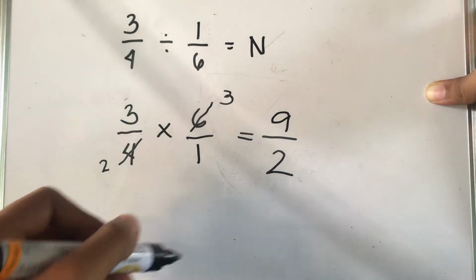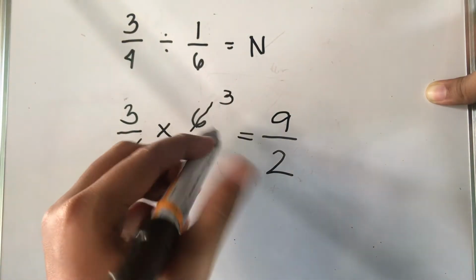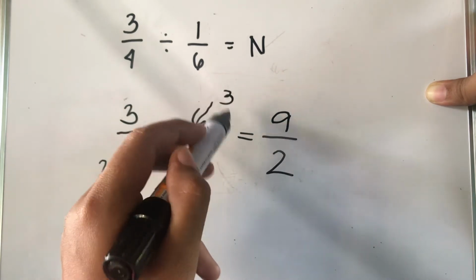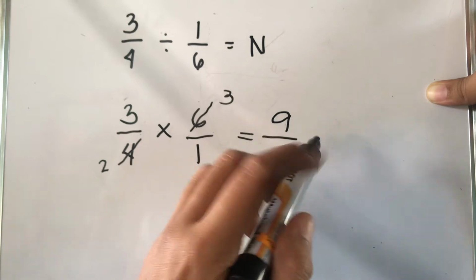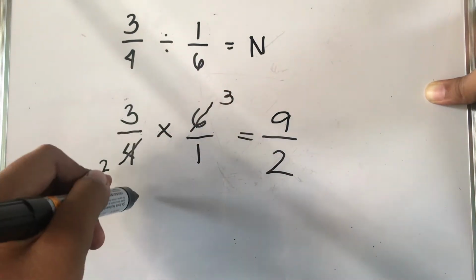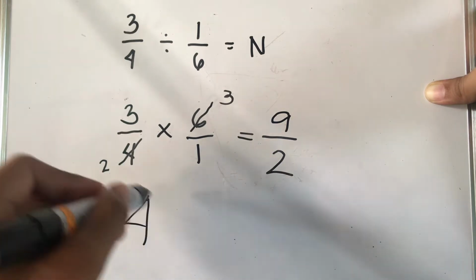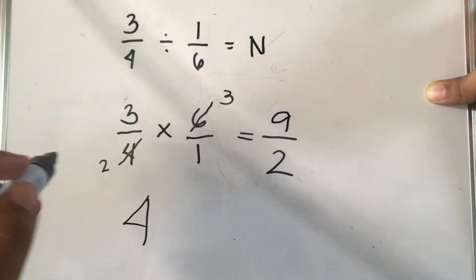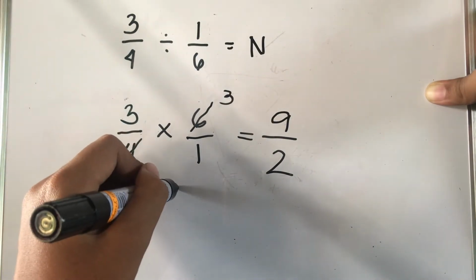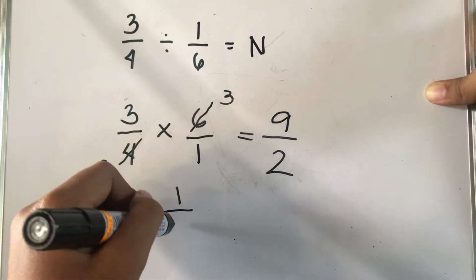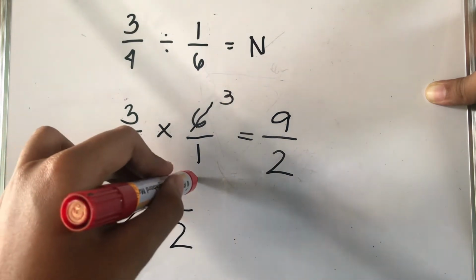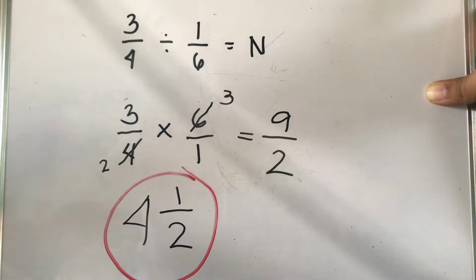Now, since this is an improper fraction, meaning the numerator is greater than the denominator, we need to change it to a proper fraction in its lowest term. Let's divide: 9 divided by 2 equals 4. 4 times 2 equals 8. And then 9 minus 8 equals 1. It's the numerator. Over, copy the denominator, 2. Therefore, the final answer is 4 and 1/2.